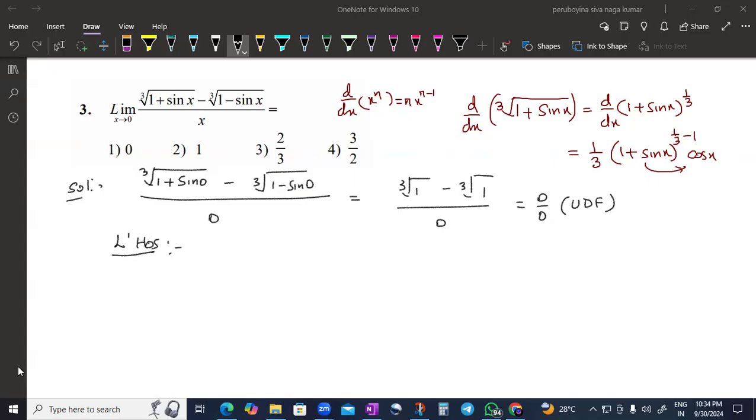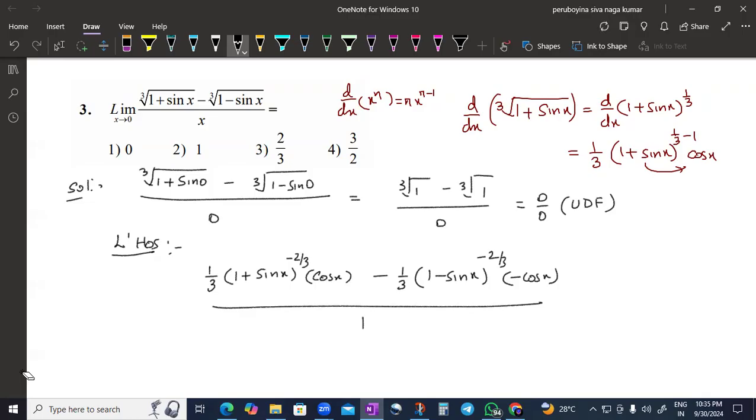So now, what I am doing, differentiating using L'Hospital means I'm going to differentiate. So 1 by 3 into (1 plus sine x) whole power 1 by 3 minus 1, which is minus 2 by 3, times the derivative cos x, and then minus this, again 1 by 3 into (1 minus sine x) power, same minus 2 by 3, times the derivative of minus sine x, which is minus cos x, whole divided by the derivative of x, which is 1.